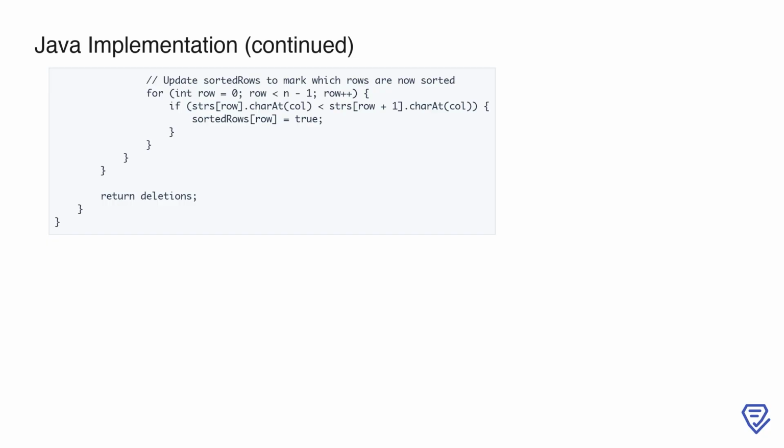If this condition is met, it means the rows are sorted for this column, so we set the corresponding index in sortedRows to true. After processing all columns using the outer loop, the deletions counter will contain the minimum number of columns we need to delete to make all rows lexicographically sorted. Finally, we return the value of deletions as the result. This approach ensures that we keep the solution efficient while handling the sorting requirements dynamically for each column.